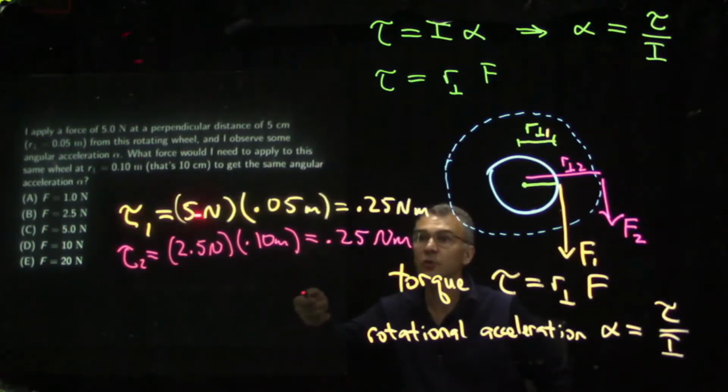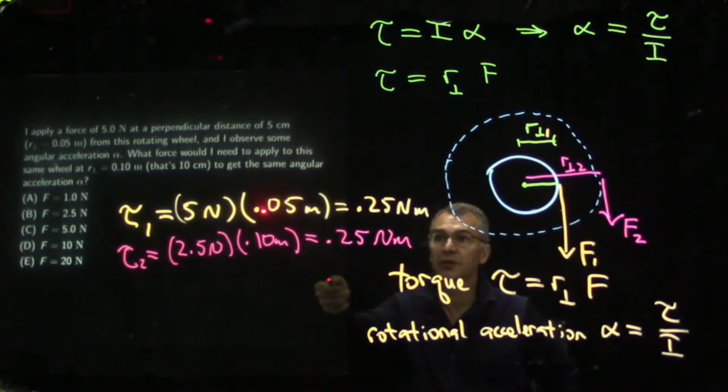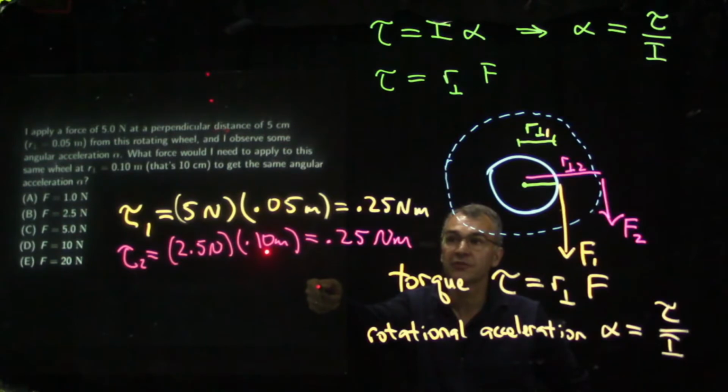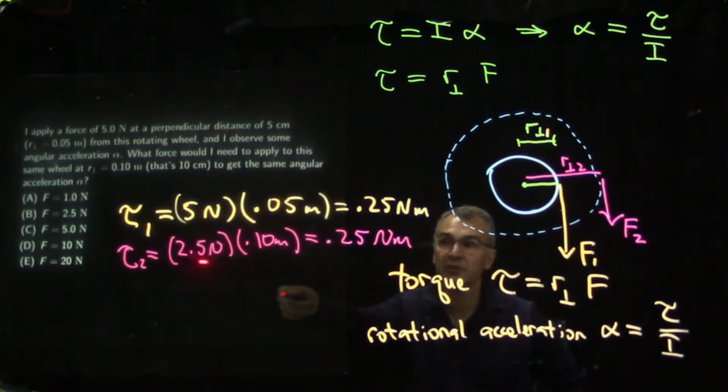So the original torque that I applied was 5 newtons at a lever arm of 0.05 meters. That gave me 0.25 Newton meters. To get the same torque, and therefore the same angular acceleration, using a lever arm of 0.1 meters, I have to apply a force of 2.5 newtons. So if I double the lever arm, I cut the force in half to get the same torque, and that same torque will give me the same angular acceleration, assuming it is the same rotational inertia.